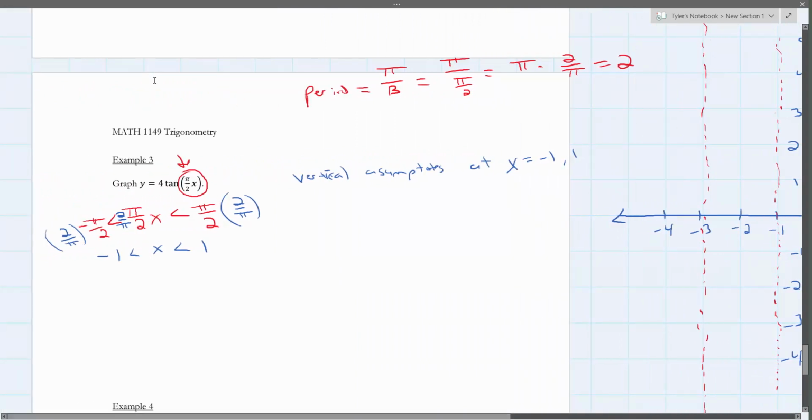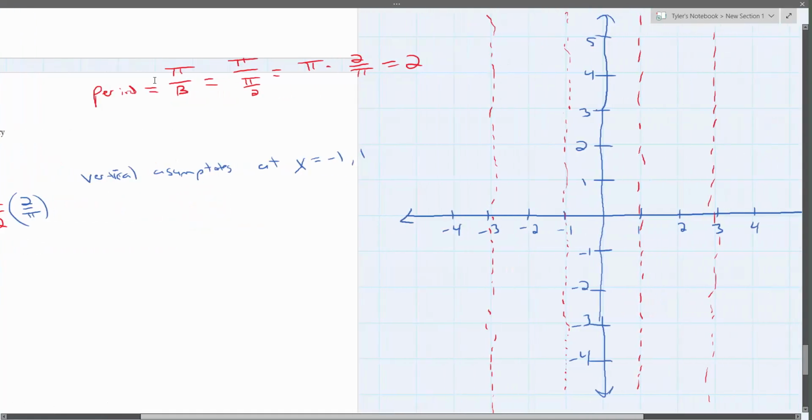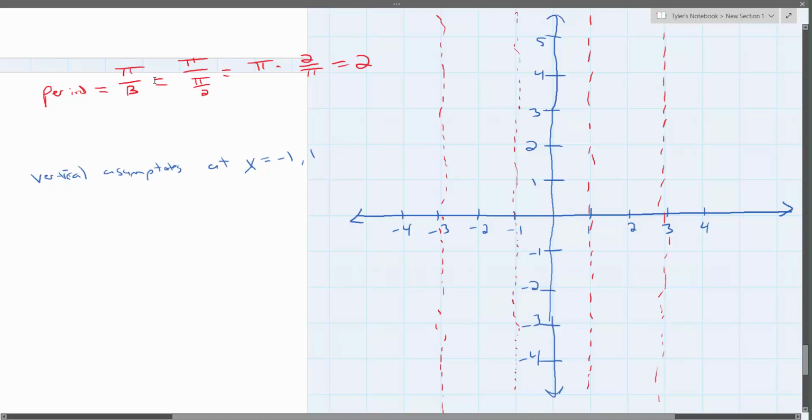Right. So then remember, the next step is plotting. We're going to have x-intercepts right in between negative 1 and 1, so that would be at 0. And then we want to think about finding the y-coordinates right in between the vertical asymptote and the x-intercept, and then in between the x-intercept and the vertical asymptote. So in other words, I want to find, if I plug in x equals negative a half and positive a half, what's the y-coordinate? Right?